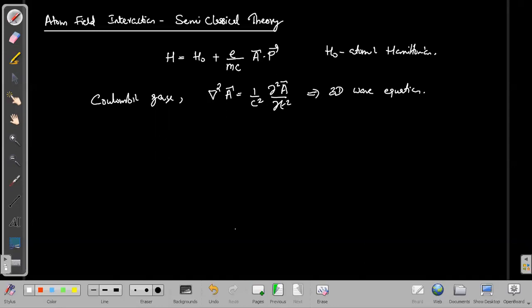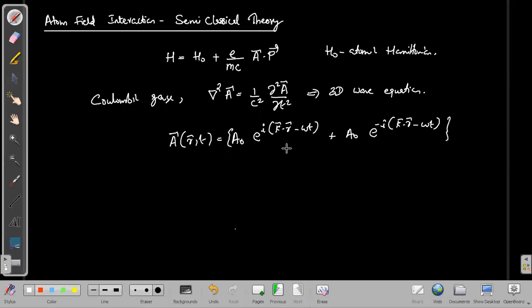Now, what is the solution for this? The vector potential A(r,t) I can write as some constant A0, the amplitude, times e raised to i(k·r minus omega t) plus A0 e raised to minus i(k·r minus omega t). There should also be a polarization vector, which I will denote by the unit vector epsilon. What is k here? k represents the wave vector.